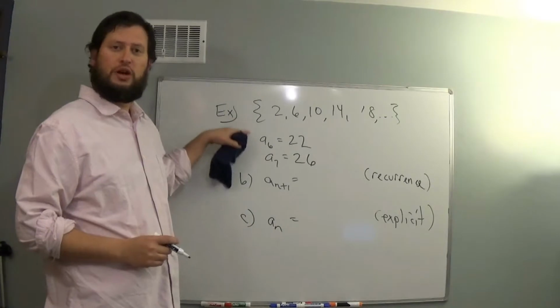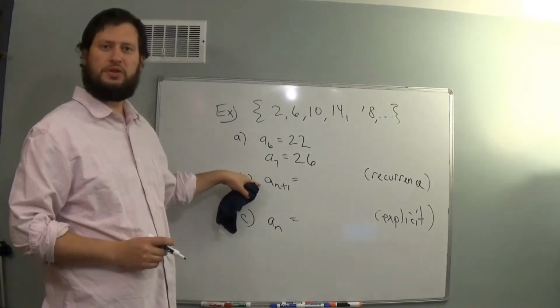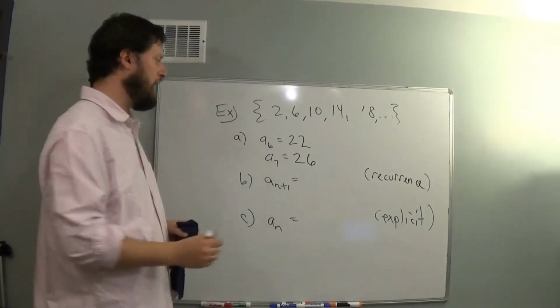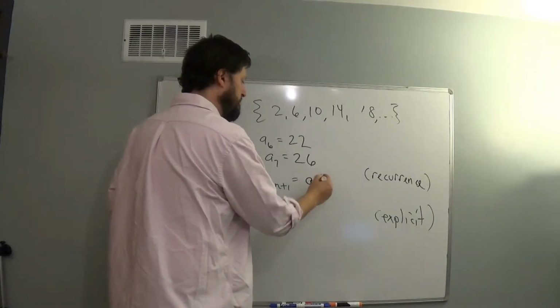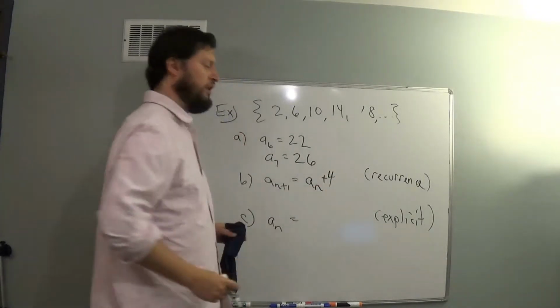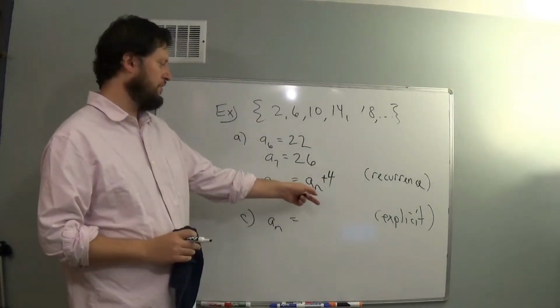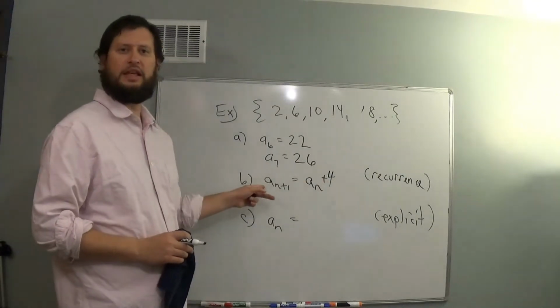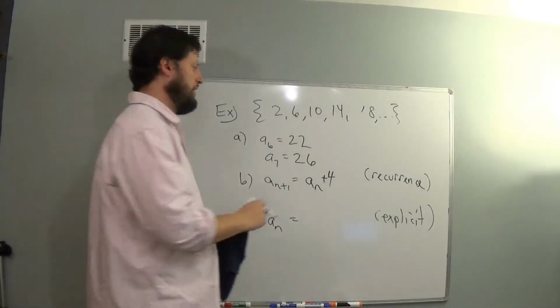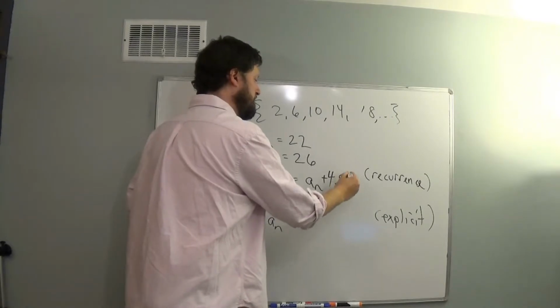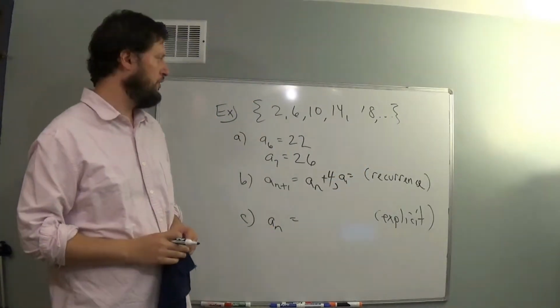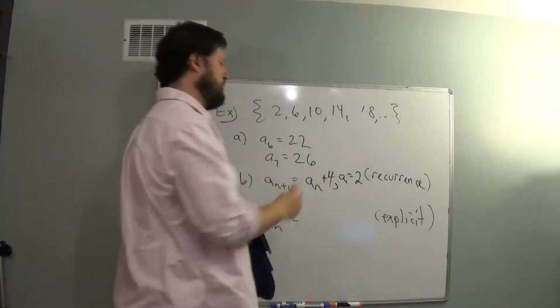That way of describing it also tells us what's happening with the recurrence relation. If I'm adding 4 each time, that means that a n plus 1 had better be a n plus 4. I take the previous term, I add 4 to it, and that gets me the next term. But remember, with a recurrence relation, we also need to give you the starting value, and the starting value is 2.